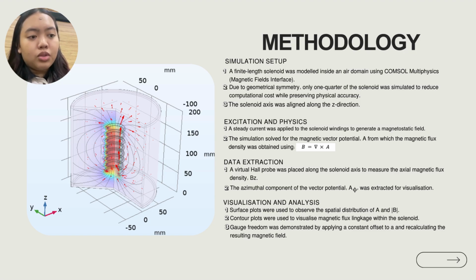For the last part, which is visualization and analysis, surface plots were used to observe the spatial distribution of A for the vector potential and B for the magnetic flux density. Contour plots were used to visualize magnetic flux linkage within the solenoid. And finally, gauge freedom was demonstrated by applying a constant offset to A and recalculating the resulting magnetic field.